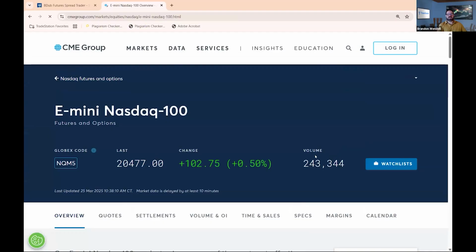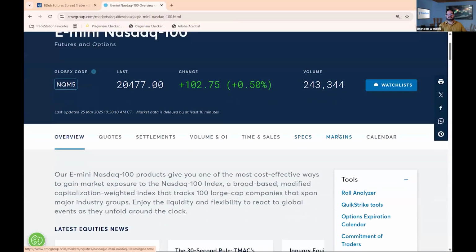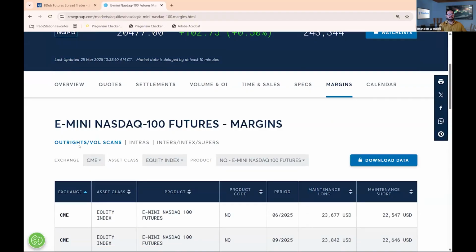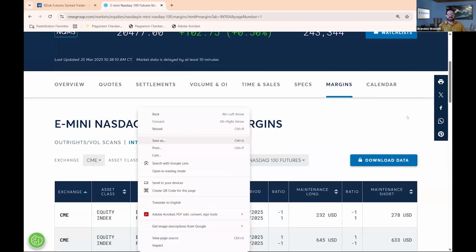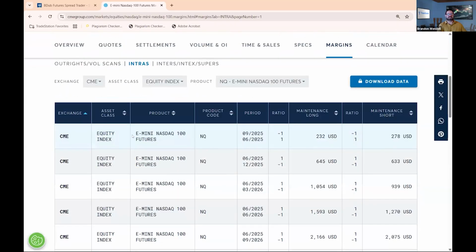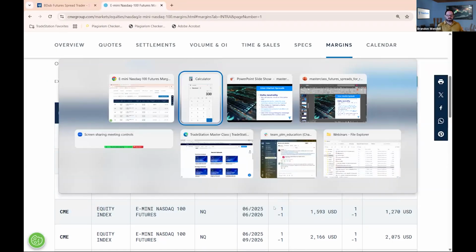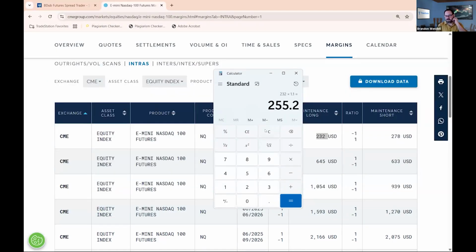like the NASDAQ? And again, I go to margins to take a look at those. And we go, not outrights, but outright, you can see that's the maintenance margin. Again, we got intramarket margin. So if we want to hold overnight, it's actually pretty cheap to hold these overnight, isn't it? This is the full-size NASDAQ E-mini, which normally you're spending $25,000 to hold overnight. If you do it as a spread, where you're shorting the September, buying the June contract, overnight margin, let's see, 232 times 1.1. It's only $255 to hold it overnight.